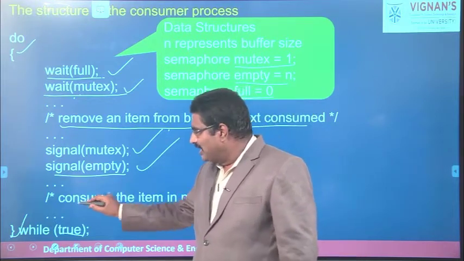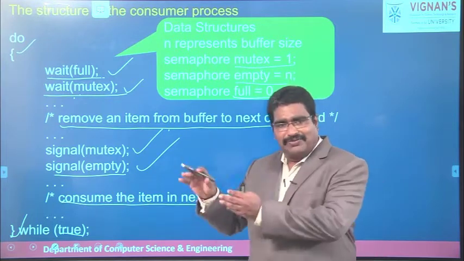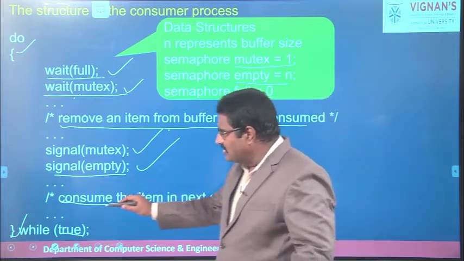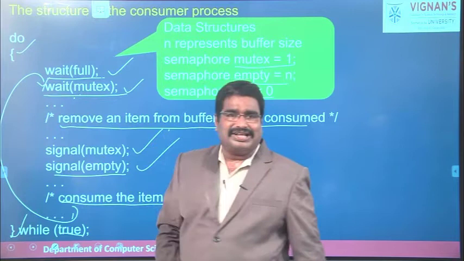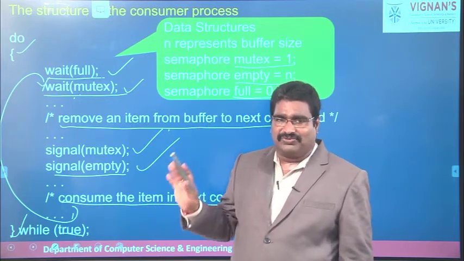And once that is completed, the consumer process consumes the item, that is nothing but it performs the processing of the next consumed, and once the processing is completed, again the consumer goes to take the next item from the buffer. In that way, the consumer process is allowed to perform.